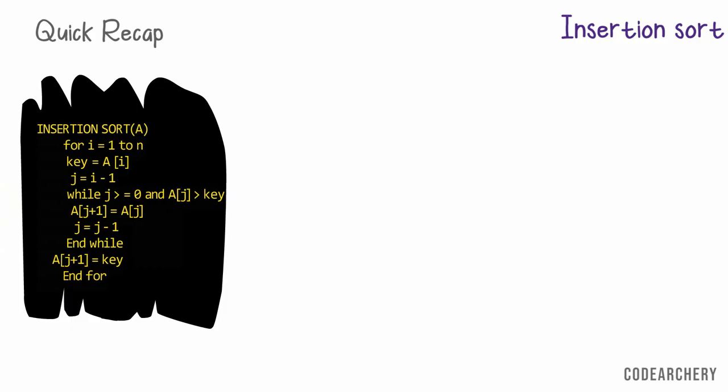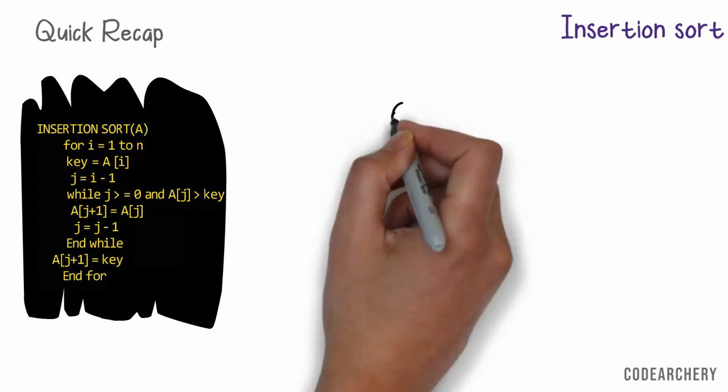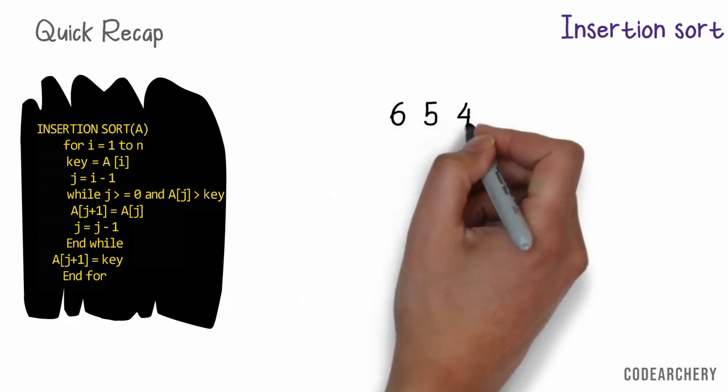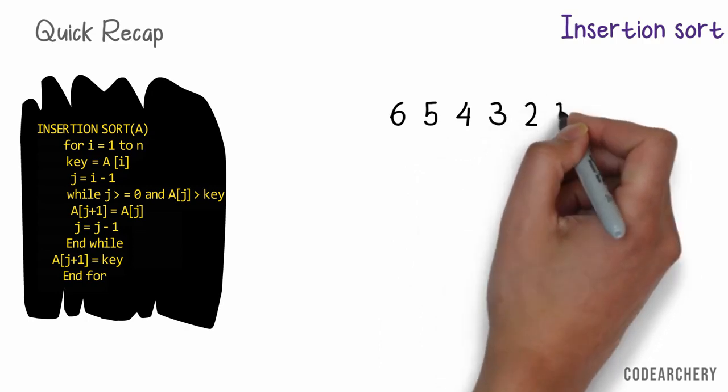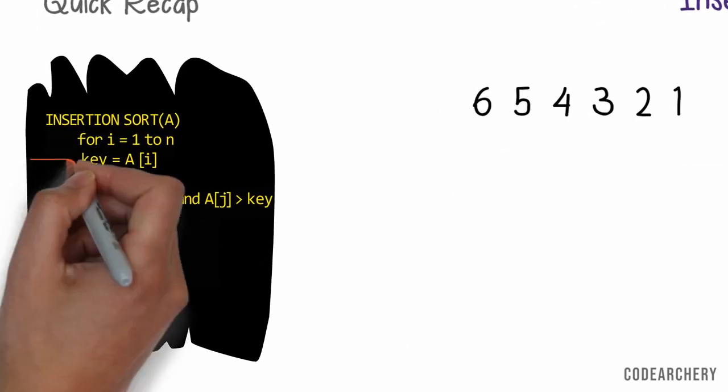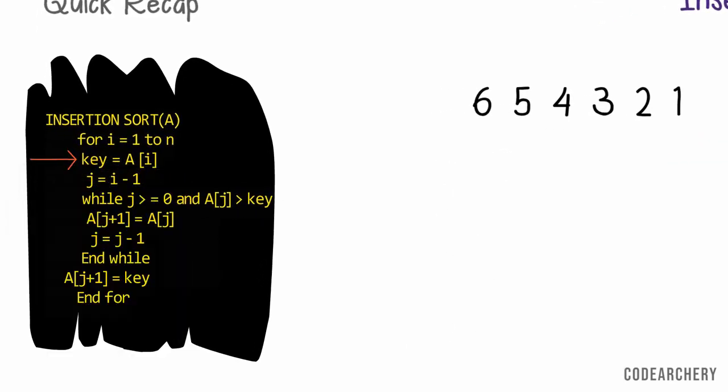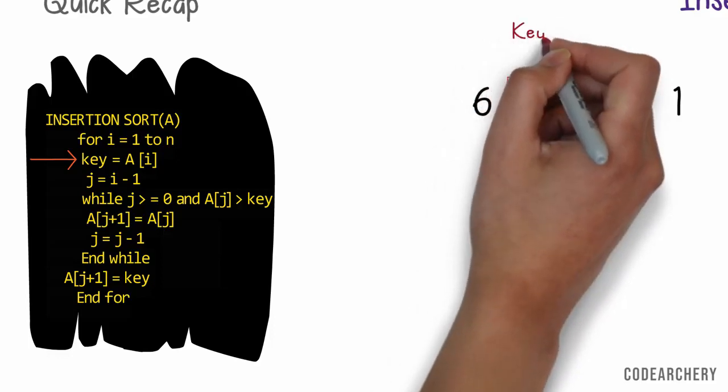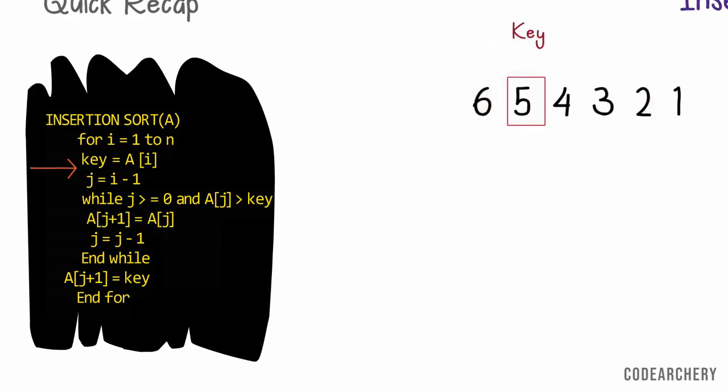The worst input for any sorting algorithm is a descending sorted list. So consider 6, 5, 4, 3, 2, 1 as our array which we have to sort. First, we will highlight the key element, which is a of i, that is a of 1, which is 5 in this case. Then we'll find j, which is i minus 1, that is 6.